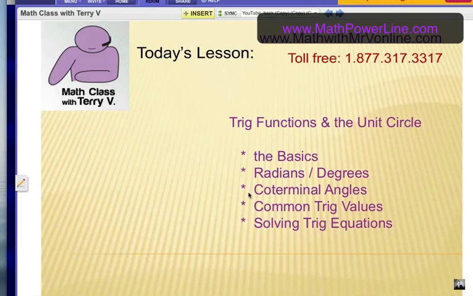Now we're going to focus on something called coterminal angles. These are other names for the same angle: a positive version, a negative version, and an angle name where you can spin around multiple times. Obviously, you can see further on the list we're going to get into trig values with these angles and then solving trig equations based on the unit circle. All right, let's get going.